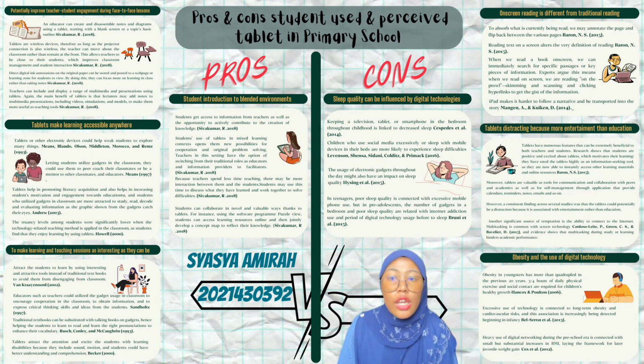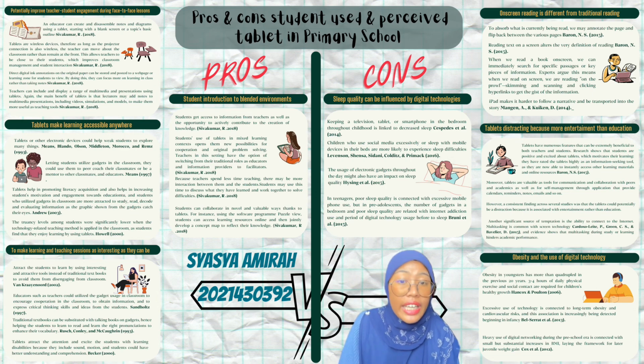on a screen, we are reading on the prowl, skimming, scanning, and clicking hyperlinks to get the key pieces of information. The worry is that reading on screen is incompatible with traditional reading. Deep reading is a child of print.